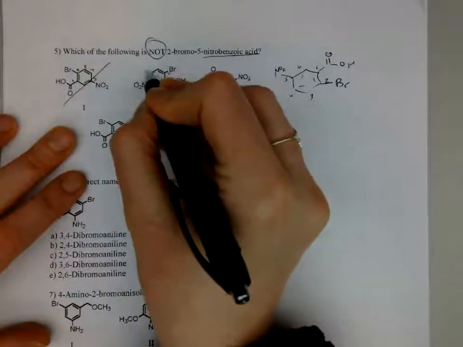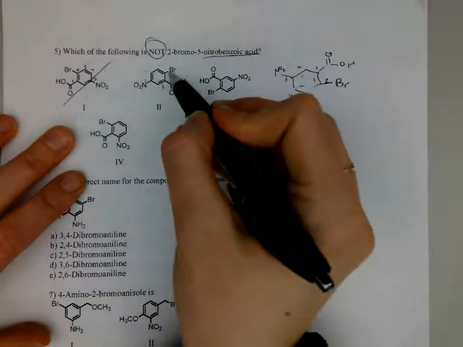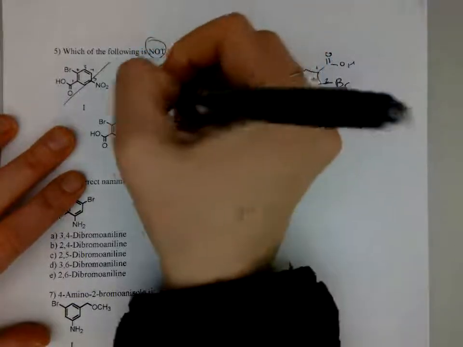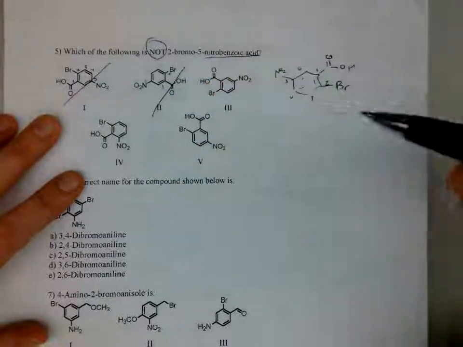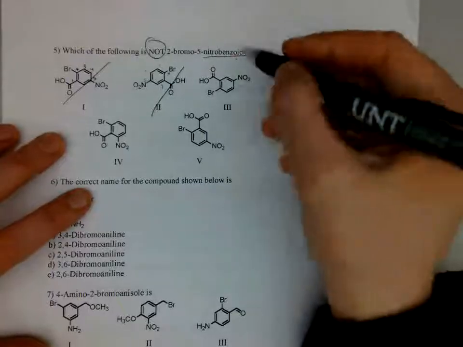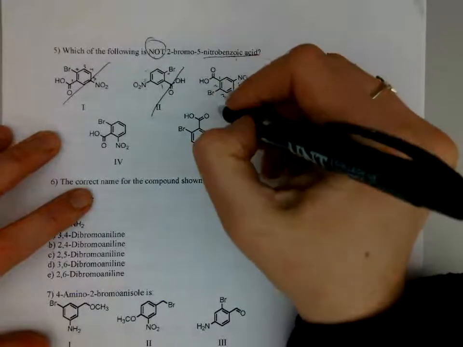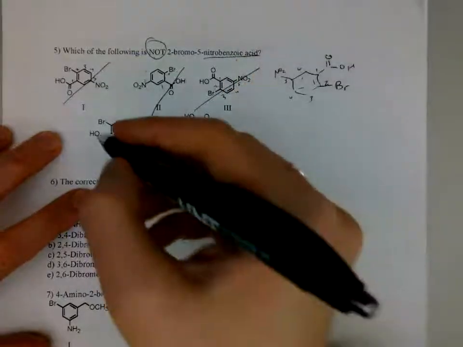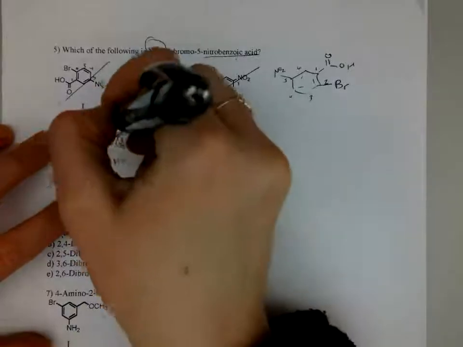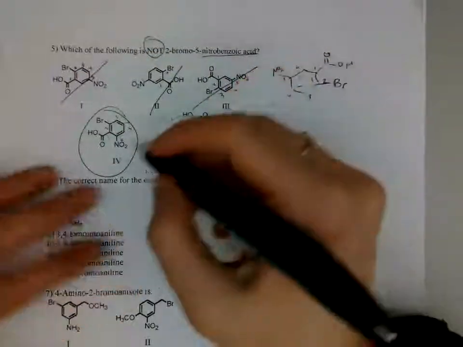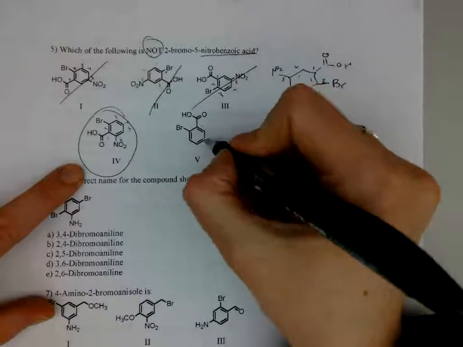1, 2, 3, 4, 5. So nitro 5, bromo 2, and benzoic acid 1. So that is this. So it's not the right answer because we're looking for whatever one is not that. 1, 2, 3, 4, 5. So that's right as well. 1, 2, 3, 4, 5, 6. So this is at least one of your right answers because this is not 2-bromo 5-nitrobenzoic acid.